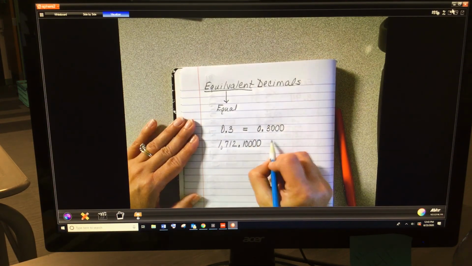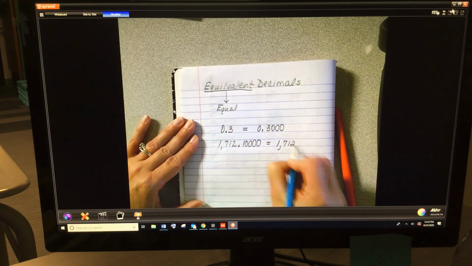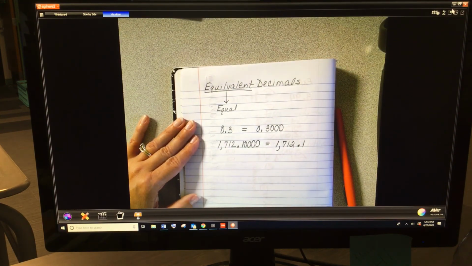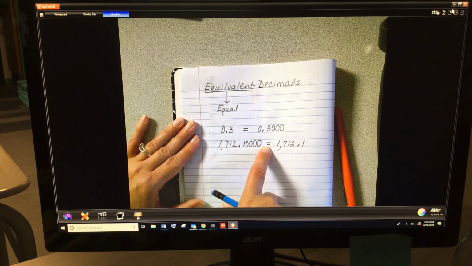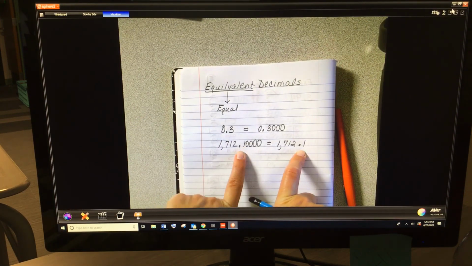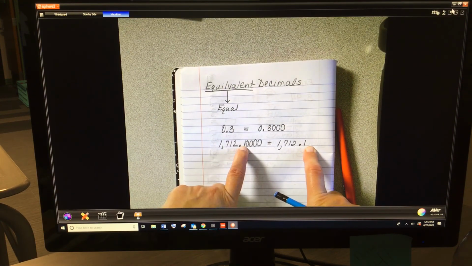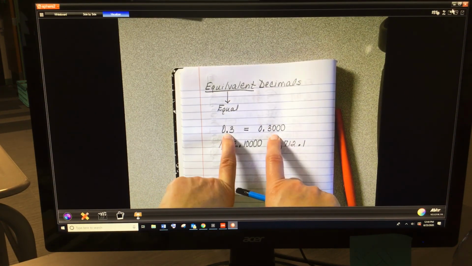No. So that means we could take them off and find out that 1,712 is the same thing as 1,712 and 1/10. These zeros right here can be taken off because that makes these two decimals equivalent. Okay? So we could add 100 zeros behind this one, and it would still equal this one. I could add 1,000,000 zeros behind my 3 here, and it would still be equal to this.